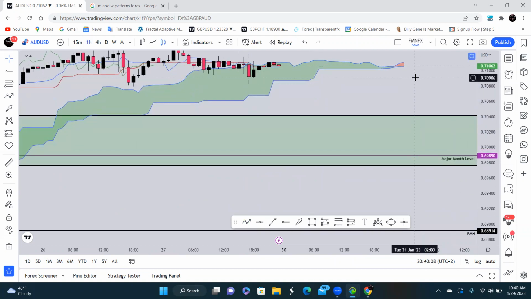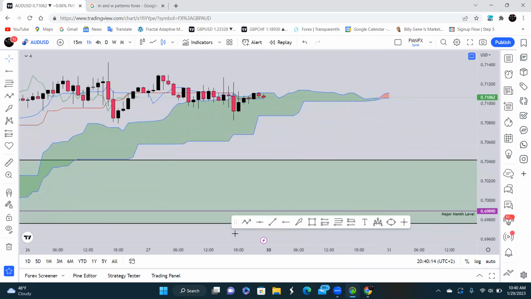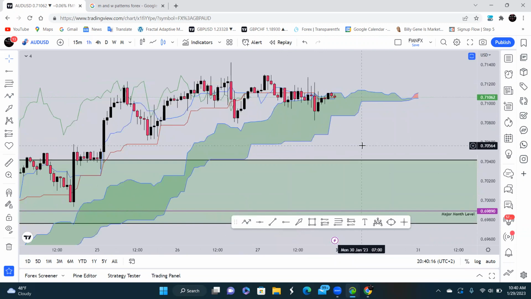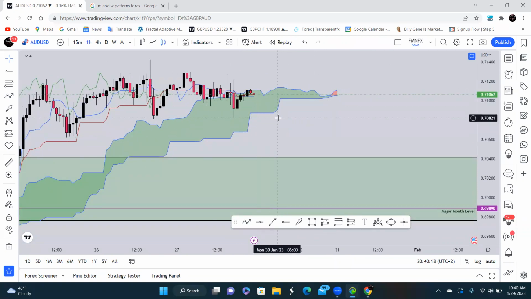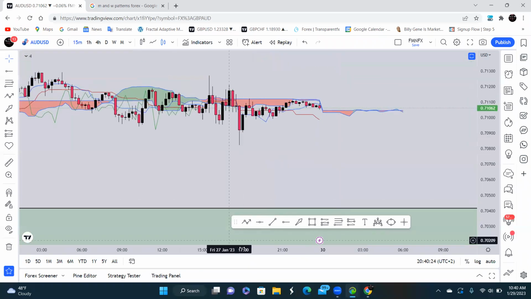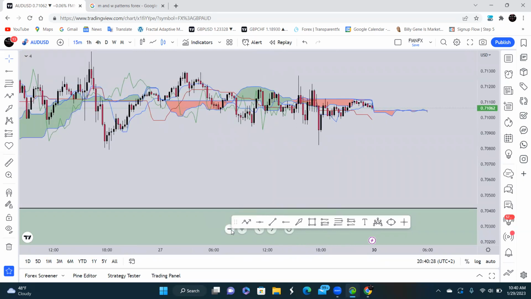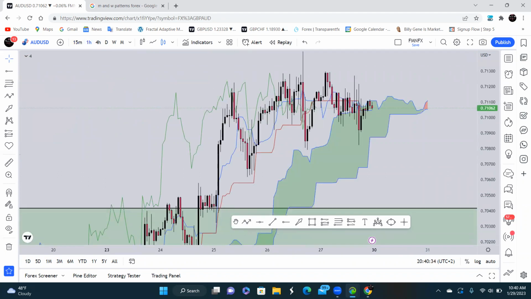Okay, we have one of the confirmations met for the sell. So if you want to try to make money and scalp the sell, you can. On the 15-minute, we can go down and try to scalp this. Now the 15-minute looks extremely messy, so I will wait for the 1 hour. It just looks better.